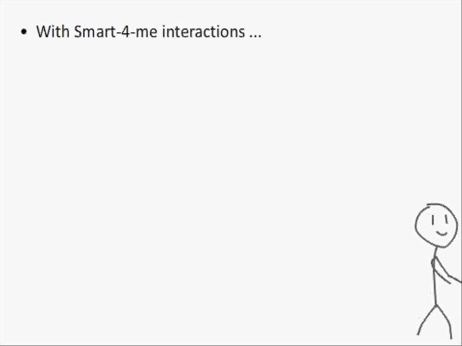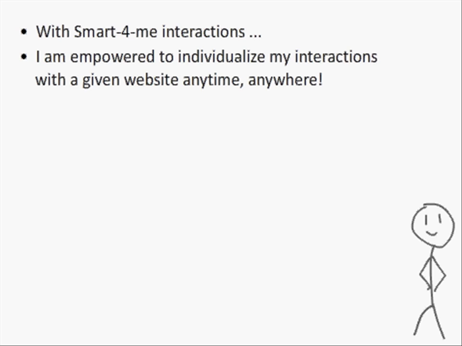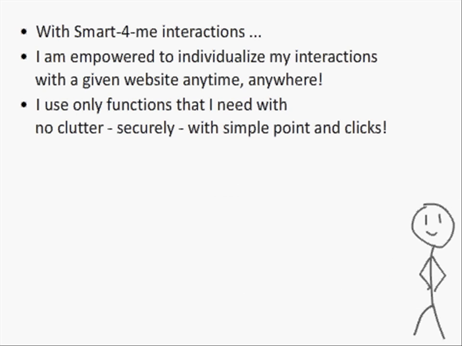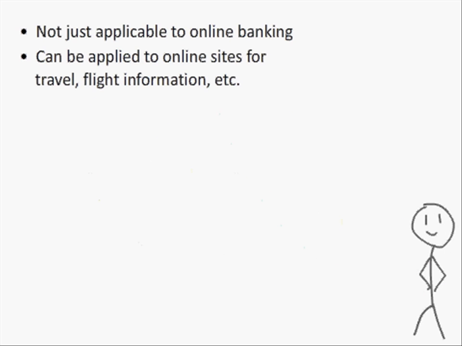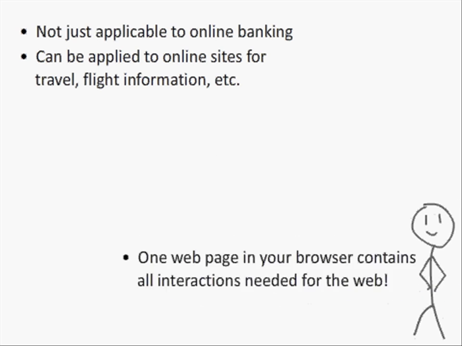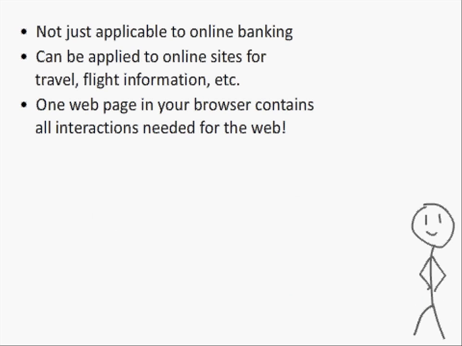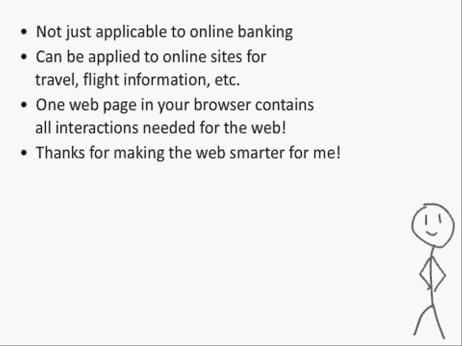With Smart-4-me Interactions, I can now be empowered to individualize my interactions with a given website, anytime, anywhere. I use only functions that I need, securely with no clutter, by just simple point and clicks. No need to remember or key in URLs, account numbers, passwords, etc. The web page is specifically built just for me. This is not just applicable to online banking sites. This can also be applied to online sites for travel, flight information, etc. And I can now have one web page in my browser that contains all Smart-4-me interactions that I need for the web. Thanks for making the web smarter just for me.